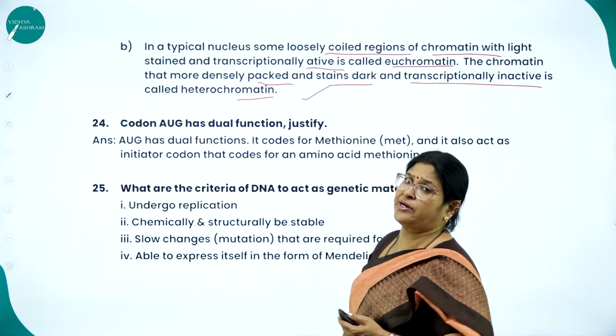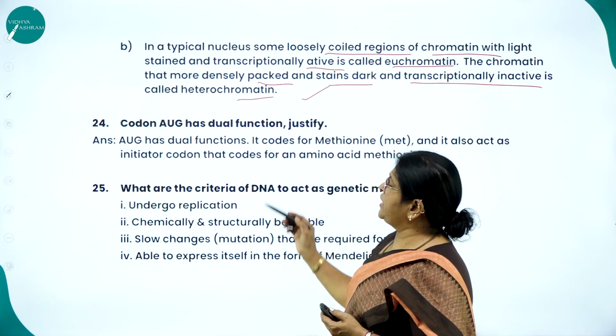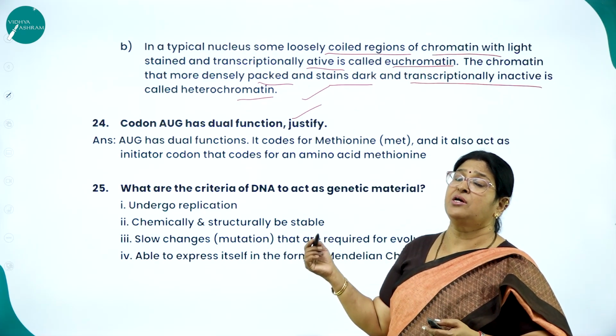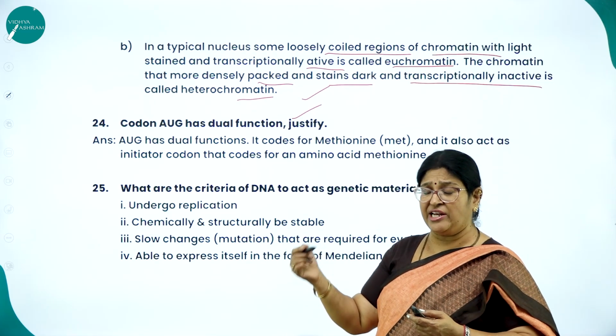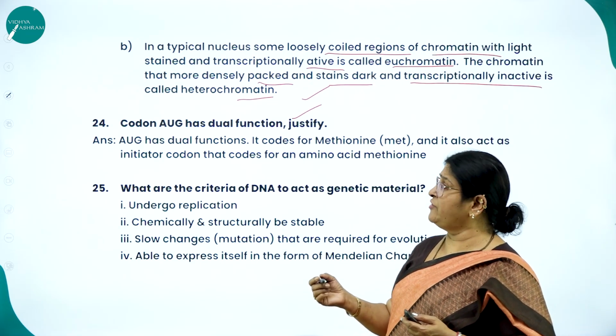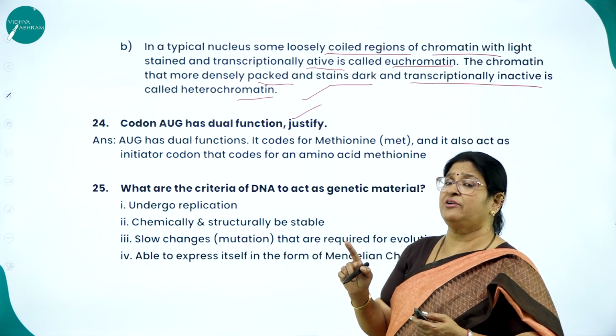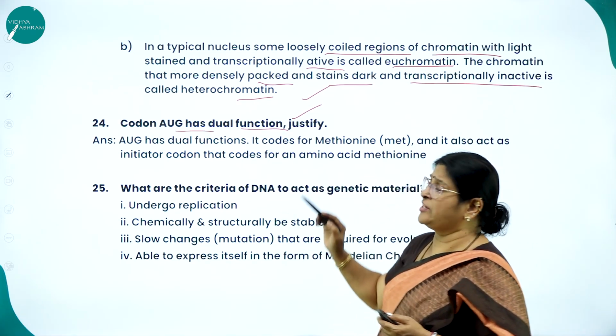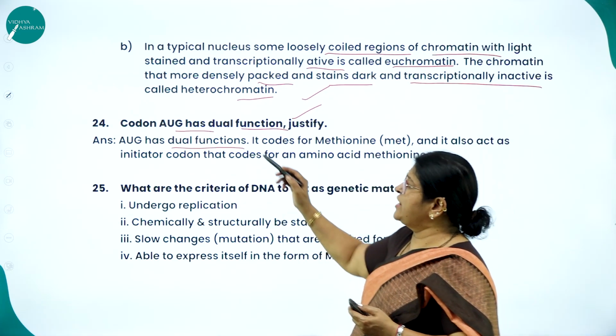This is a very important question. Codon AUG has dual function. Justify. Already I had explained this in the previous slide regarding the salient features of genetic code as well. AUG acts as a dual function. So one of the very important salient features of genetic code is what? Codon AUG has dual function. Justify.